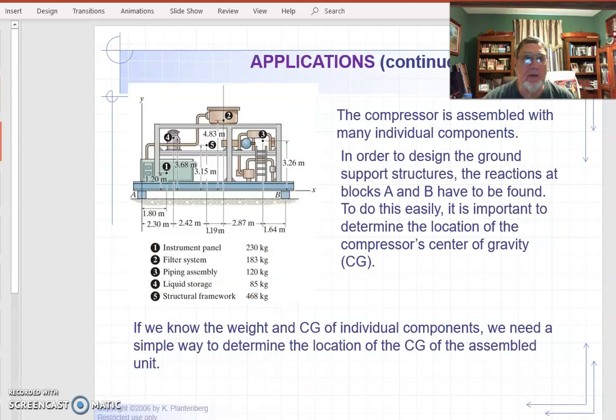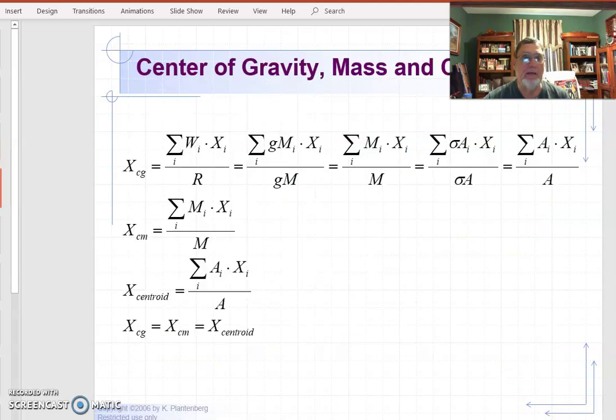There's tables and tables and tables full of different shapes and what their centroids are, and you can use things like Inventor, SolidWorks to calculate those. So here's an example. Suppose I need the centroid of this compressor and its assembly, and I know the centroids of the different pieces. Well, I do not have to do an integral, but I can use those and do them as discrete things and sum up to find the centroids that way. And that's what we want to learn.